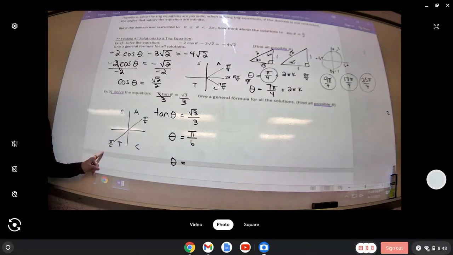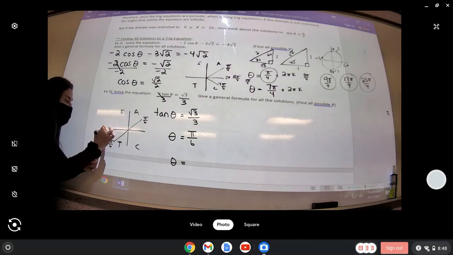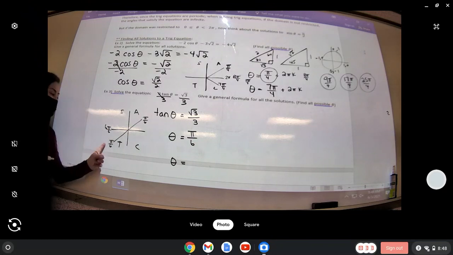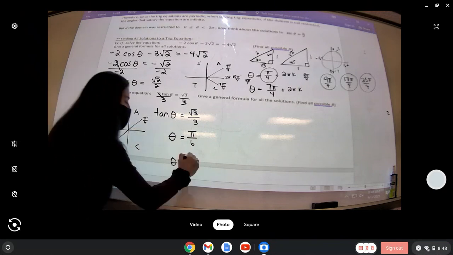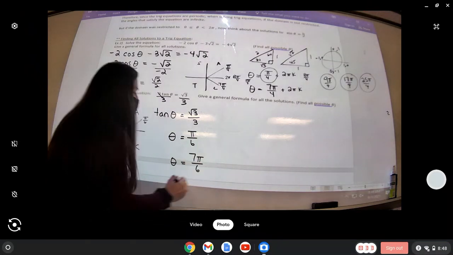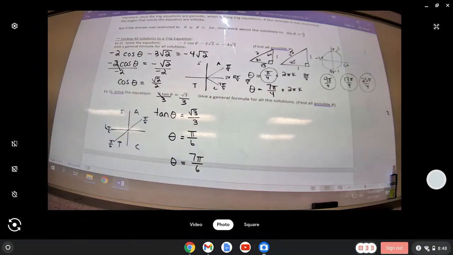And then what multiple of pi over 6 lands in quadrant 3? Well, guys, in the world of pi's over 6, if that's pi, then this must be 6 of them. So who's the one that's 1 pi over 6 past it? 7 pi over 6. Okay, so those are your two answers.